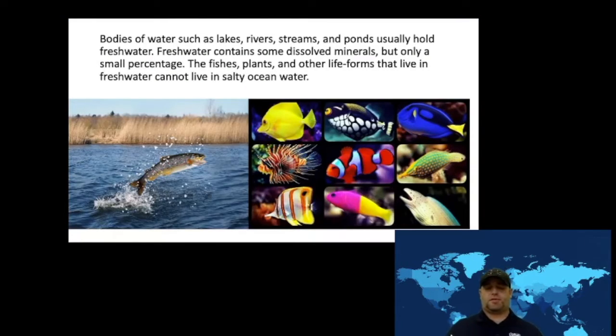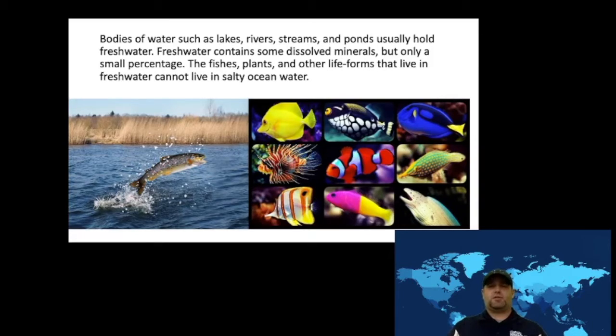Bodies of water such as lakes, rivers, streams, and ponds usually hold fresh water. Fresh water contains some dissolved minerals, but only a small percentage. The fish, plants, and other life forms that live in fresh water cannot live in salty ocean water. So here in Colorado we have fresh water. We have lakes, rivers, reservoirs, right? And we have different types of fish here. We have freshwater fish. So you see trout, cutthroat, you see bass, all kinds of fun things.